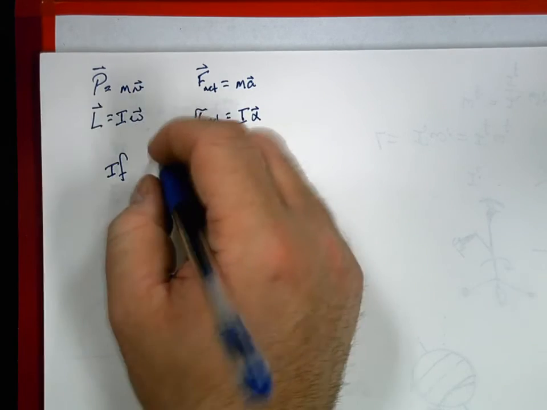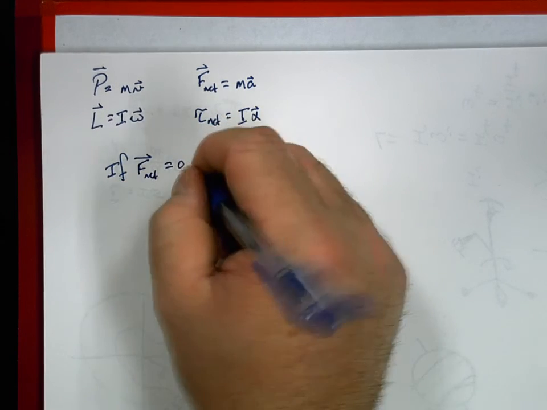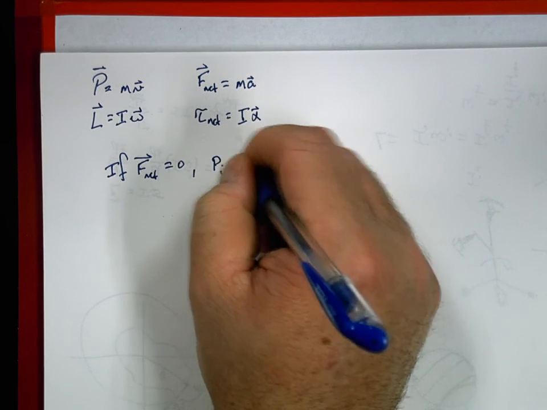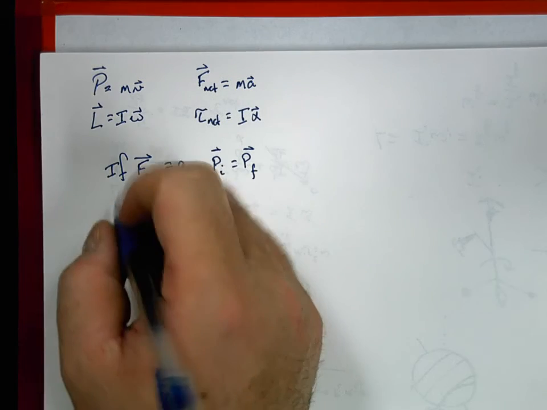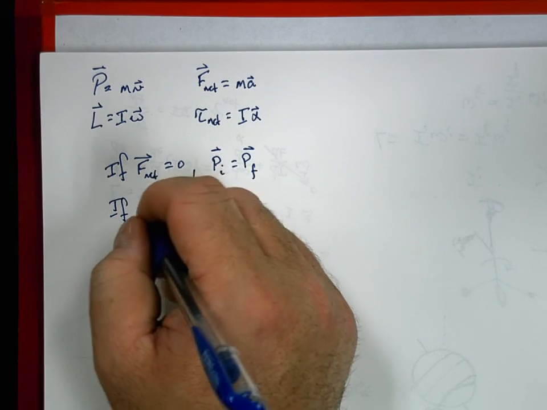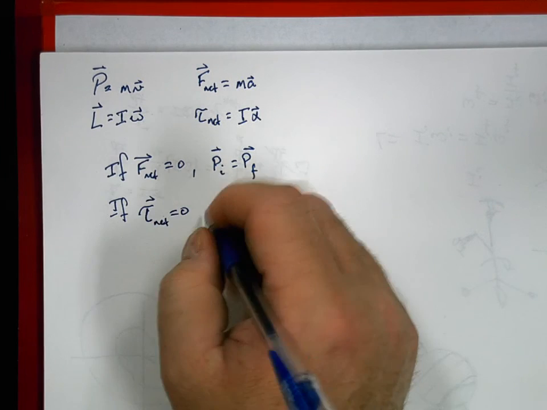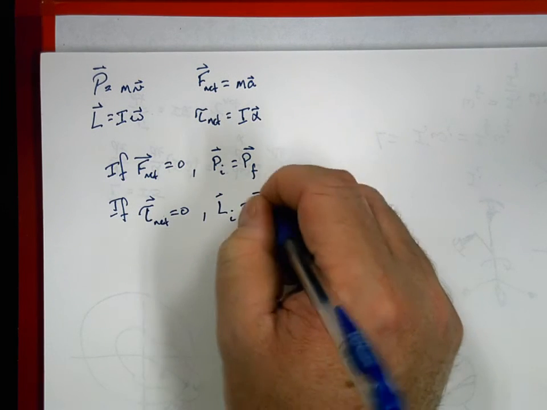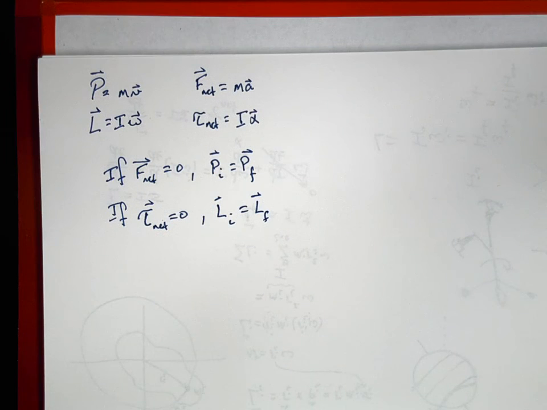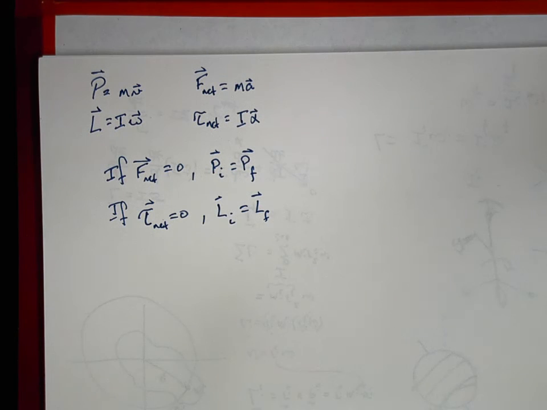If the net force on an object equals 0, then we have the conservation of linear momentum. If the net torque equals 0, then our angular momentum is conserved. And these concepts are crucial for some of the questions that you're going to see on your test.